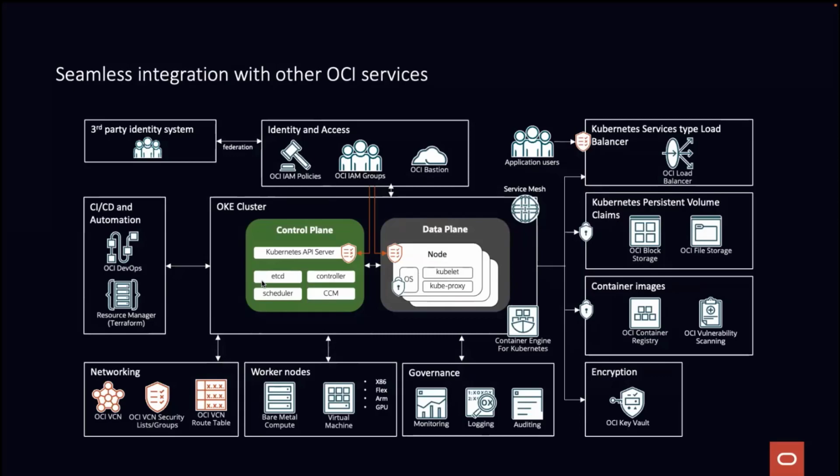When you come up with the worker nodes, we have bare metal compute or virtual, in these shapes: x86, Flex, ARM, or GPU. For the network, we go with the OCI VCN, security groups, and routing tables. In today's session, we can integrate the CI/CD platform and automation with OCI DevOps. Either we can use it directly from OCI DevOps, or, if we want, we can make it Terraform for Resource Manager and deploy all resources from there.